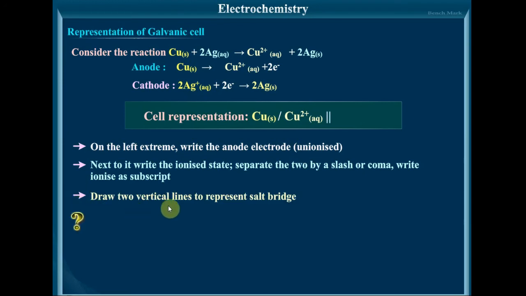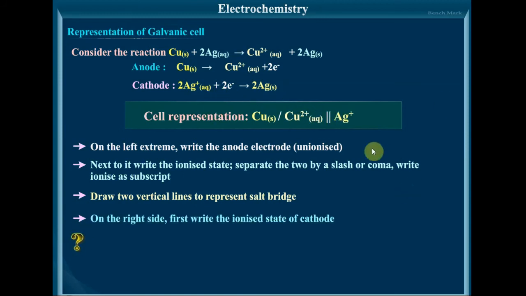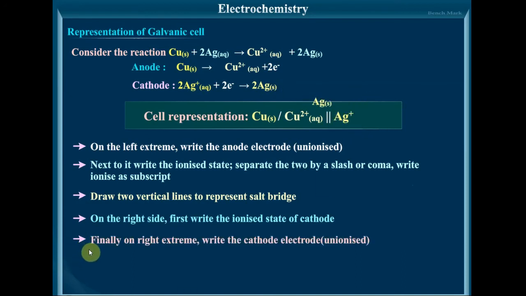Draw two vertical lines. After that, we'll draw two vertical lines to represent the salt bridge. And on the right side, we write the cathodic part. So in the cathodic part, what is happening? The ions are gaining electrons to get converted to solid form. So first we write the ionized form, that is Ag plus. And then finally on the extreme right, we write the cathode, that is the unionized form.